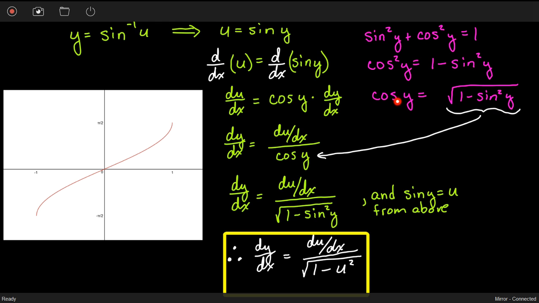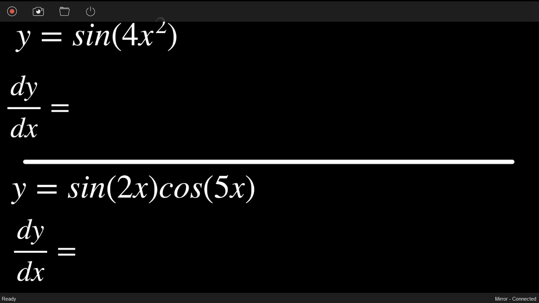And we can now replace cosine of y with this radical here. And we know that the sine of y from up here is equal to u. Therefore, our final formula becomes dy dx equals the derivative of u over the square root of 1 minus u squared. All right, so now that we have our derivatives, let's go ahead and see if we can take some derivatives of our trig functions here.